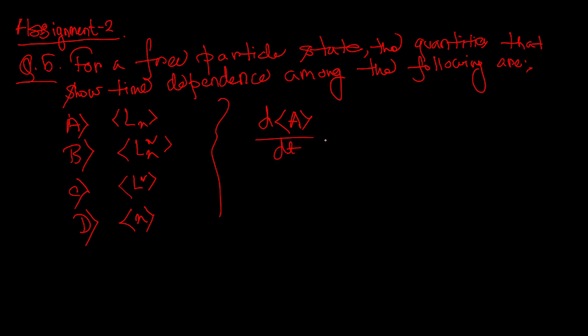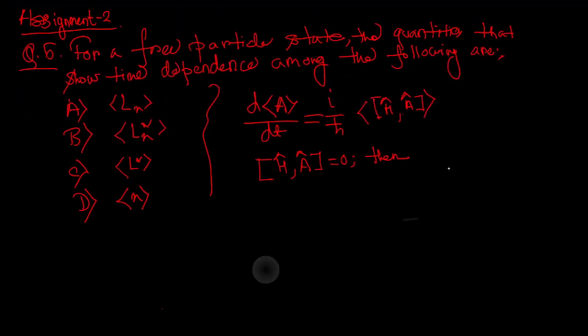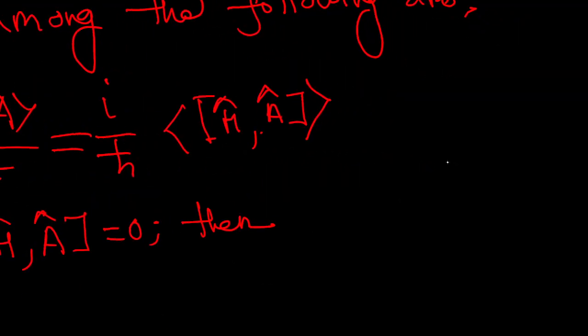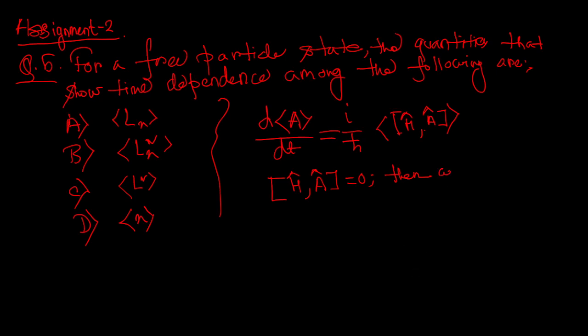One hint also given is that the time derivative of the expectation of an operator A can be written as the expectation of the commutator of H and A. Now if H and A commute, then there will not be any time dependence.